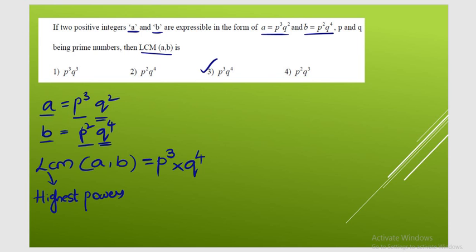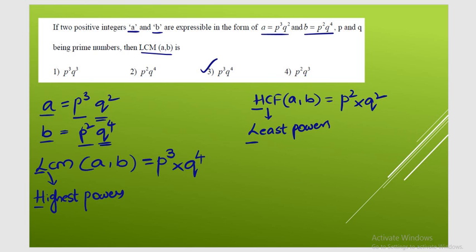Since we have discussed LCM, the same way if the same question is asked to find out the HCF, then what should we do? Since for LCM we have taken highest powers, for HCF we need to consider the least powers of the prime numbers. So what are the least powers here? p square and q square. Here you can just remember: for L you need to take H, for H you need to take L.